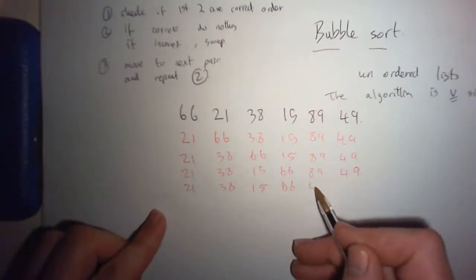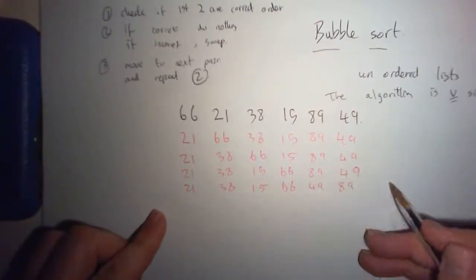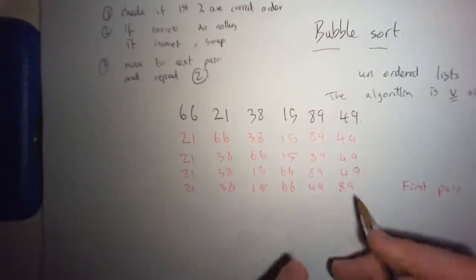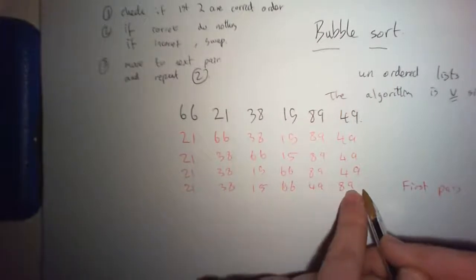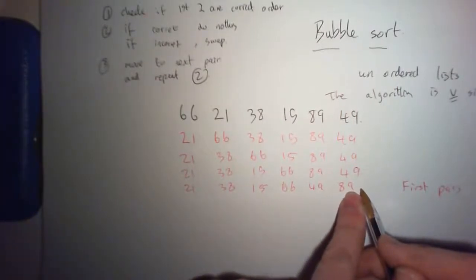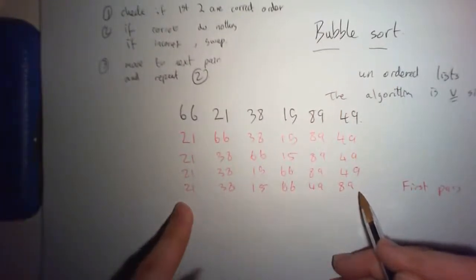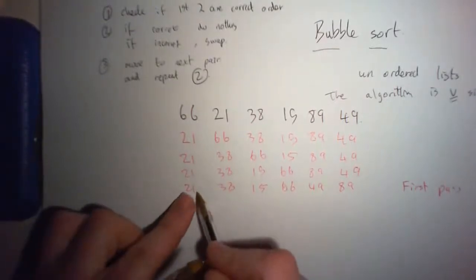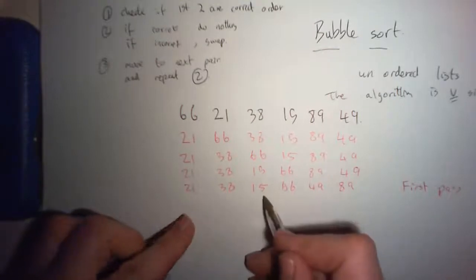Well, we got here 49 and 89. So that's the end of the first pass. So when I get to here and I've got bubbled up 89, that should be at the top. I go back, I'm going to do it again. Okay. So check this.